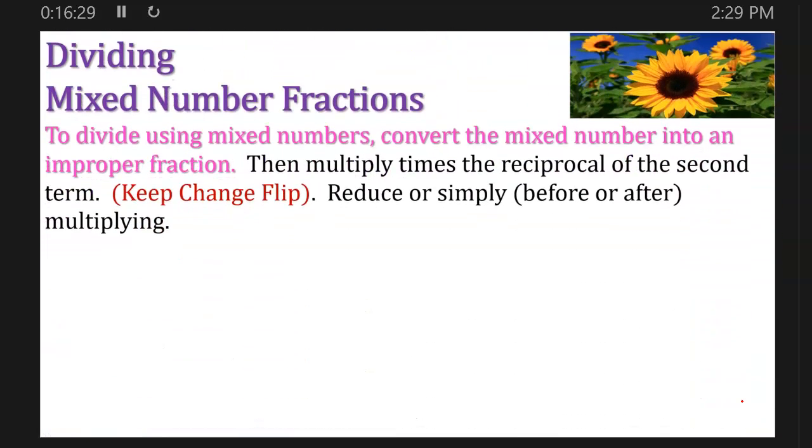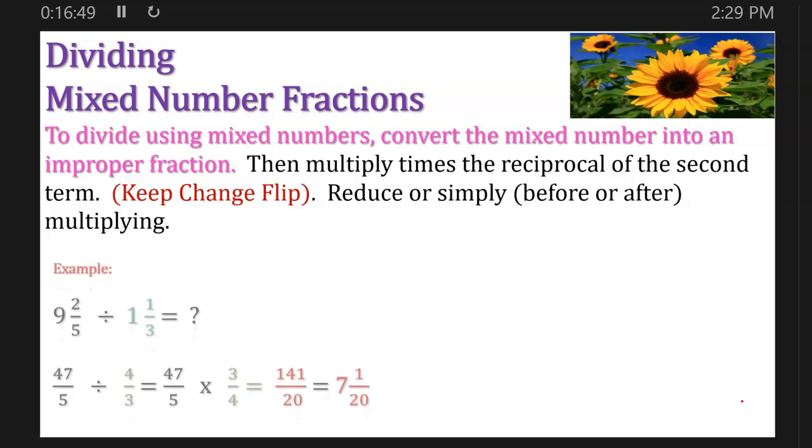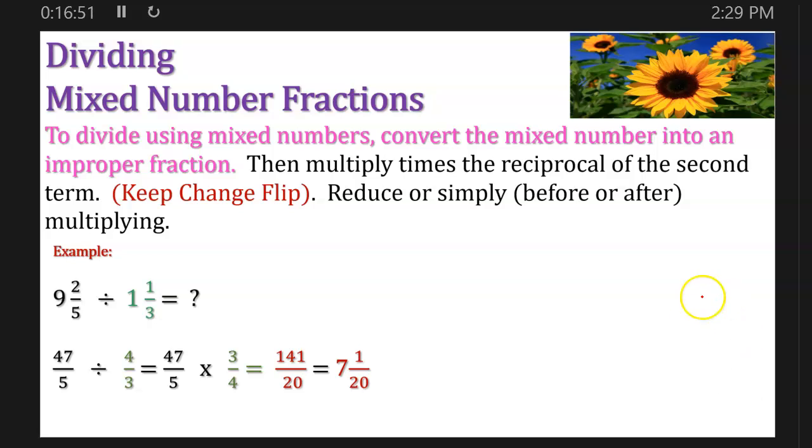Dividing mixed number fractions. Okay, so to divide using mixed numbers, you first need to convert the mixed number into an improper fraction. You do this by using the around the world technique that I'm going to show you in a minute. Multiply times the reciprocal of the second term, keep, change, flip, then reduce or simplify before or after multiplying. So again, we have 9 2/5 divided by 1 1/3. So I'm going to turn this into an improper fraction.